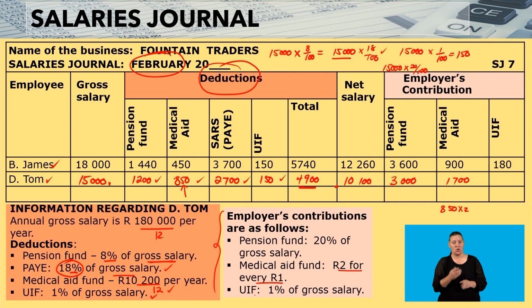Then lastly, unemployment insurance fund, 1% of gross salary. We remember our gross is 15,000, and then we will say 15,000, multiply that by 1%. That will give us 150. This is how you complete your salaries journal.